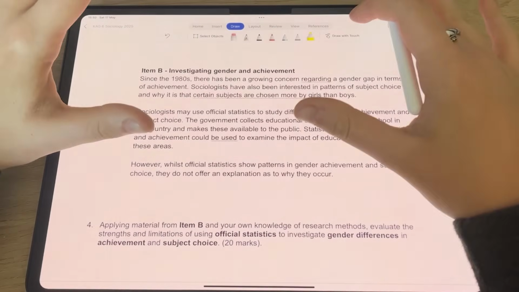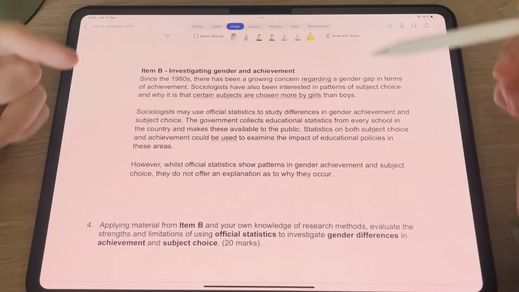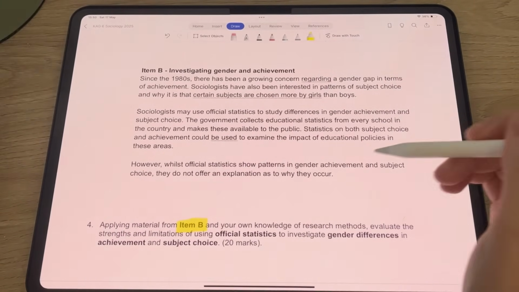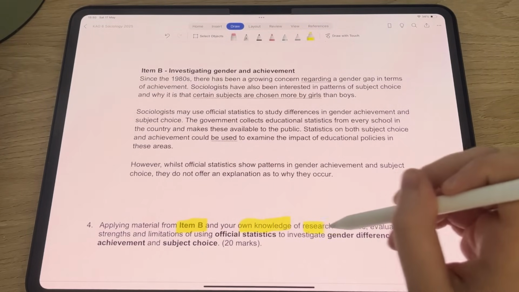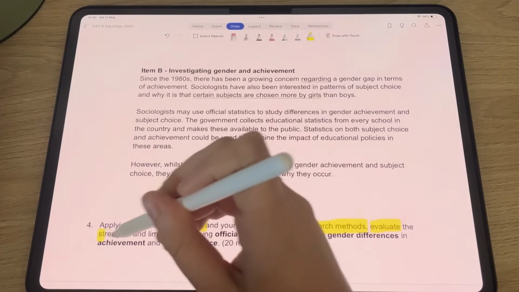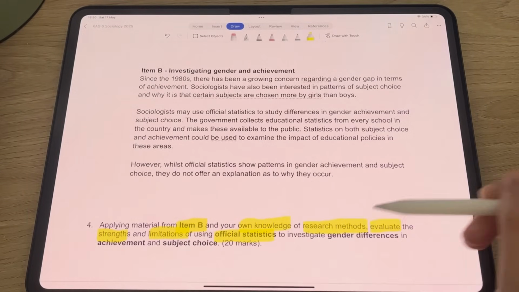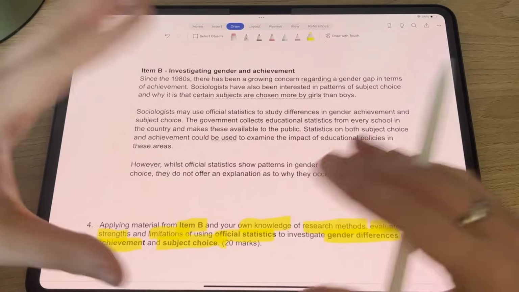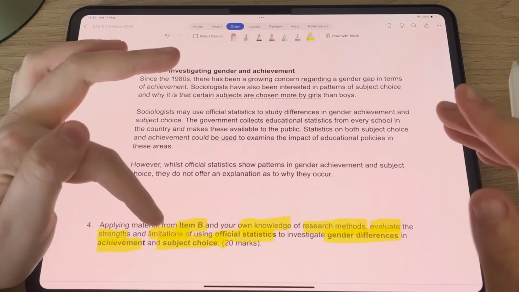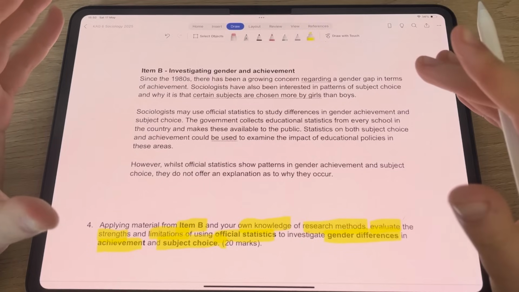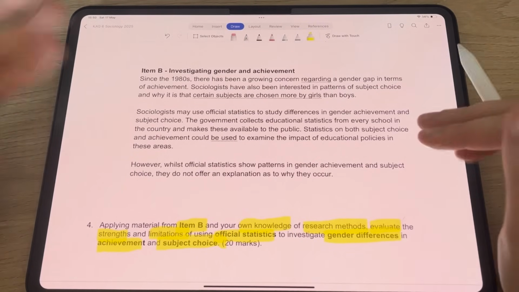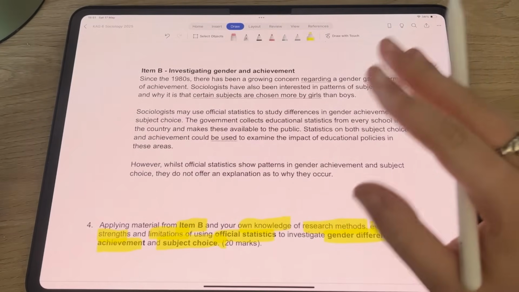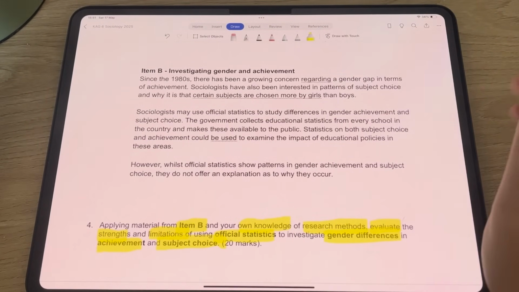We're just going to ignore the item for now, like I've said, and we'll go back to that later. But we're going to read the question. So applying material from Item B, and your own knowledge of research methods, evaluate the strengths and limitations of using official statistics to investigate gender differences in achievement and subject choice. So they're our key parts: we're looking at strengths and limitations, so we're having that kind of balanced argument, and then we're forming a judgment from that. We're looking at some strengths, some weaknesses, and then we're going to come to a conclusion of what we believe is right or wrong.